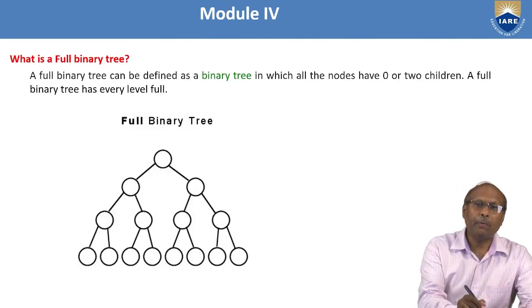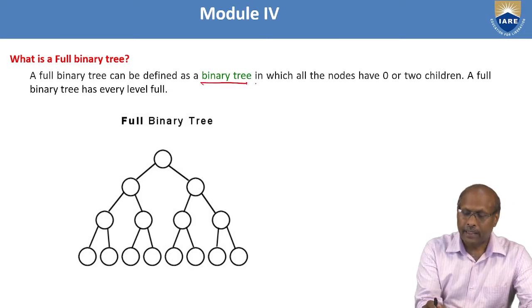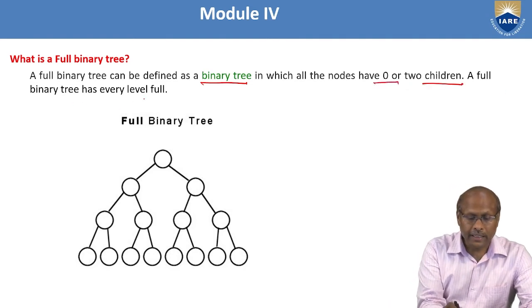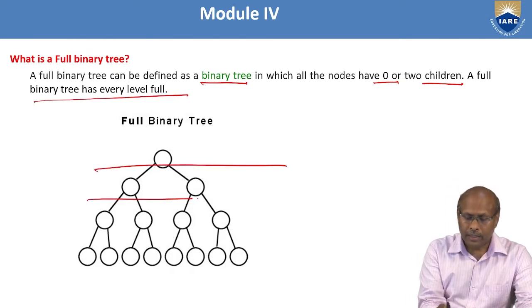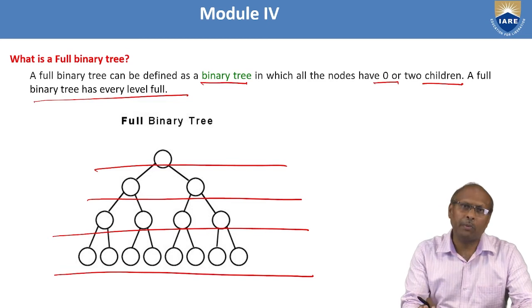Similarly, they may ask, what is a full binary tree? A full binary tree can be defined as a binary tree in which all the nodes have either 0 or 2 children. A full binary tree has every level full. That means every level must be filled. First level is full, second level is full, third level is full, fourth level also full. If anything is missing in any level, then that is not a full binary tree.